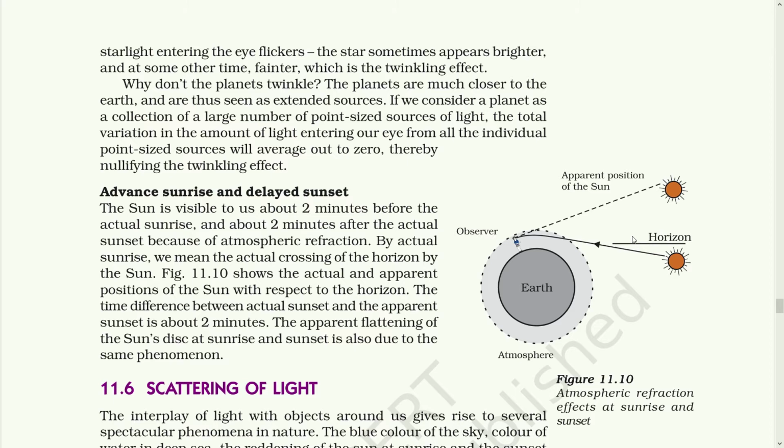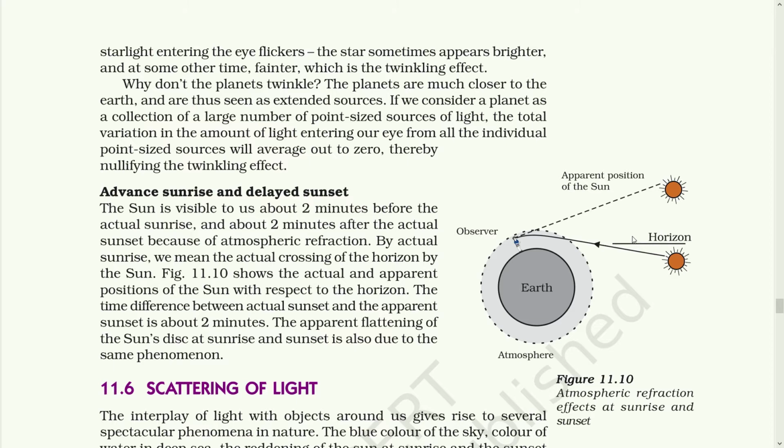Horizon is the point where you see the sky and the earth meeting each other. That is the horizon. But in the morning, the sun actually is seen 2 minutes earlier than its actual sunrise. It is still below the horizon, but you are able to see the sun, and that is due to atmospheric refraction. In the same manner, it has already set, but you will still be able to see it till 2 minutes after the sunset. So that is called the delayed sunset.